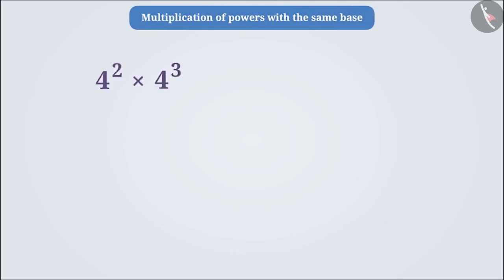Suppose we have to multiply two equal base powers, such as 4 square into 4 cube. Can you tell us how to do it? Think of it. You are absolutely correct. To find the value of 4 square, we will multiply 4 by itself 2 times. Similarly, to find the value of 4 cube, we will multiply 4 by itself 3 times.